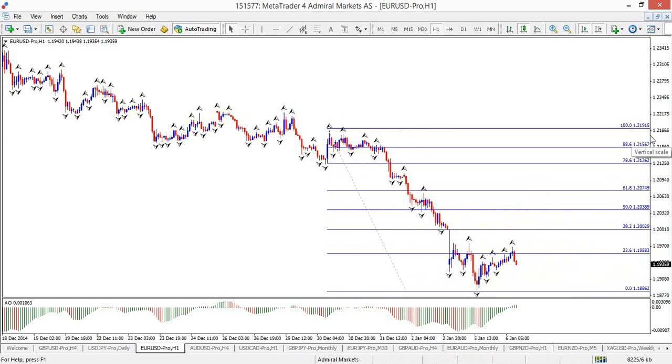So that analysis, of course, is twofold. It's basically based on candles and long-term analysis and the wave analysis.